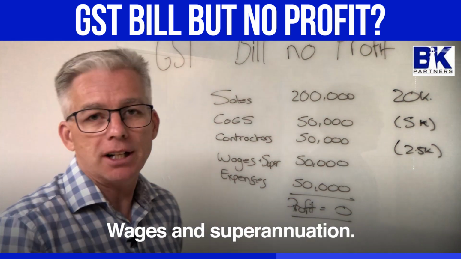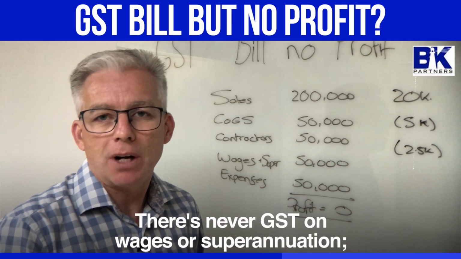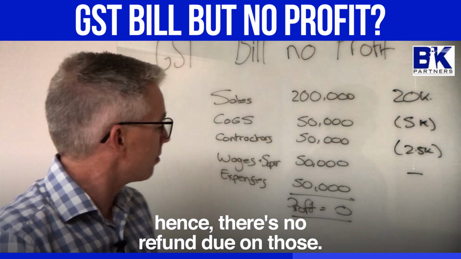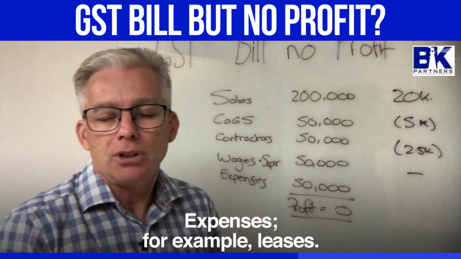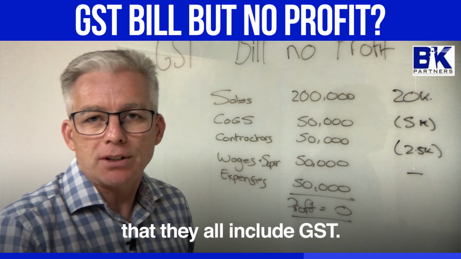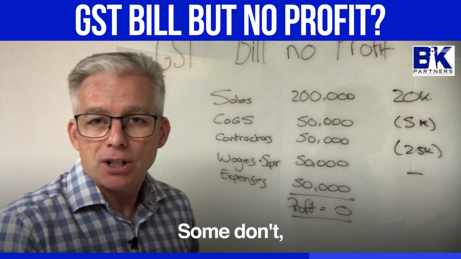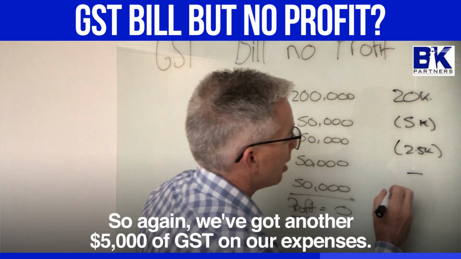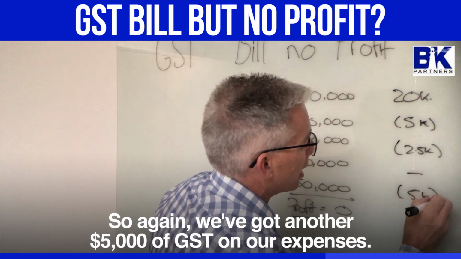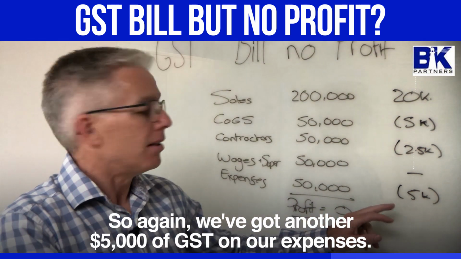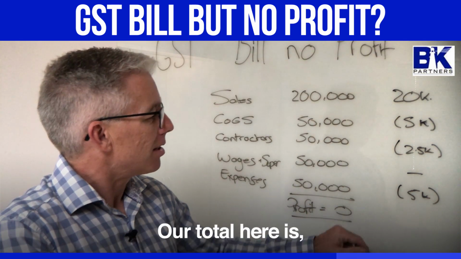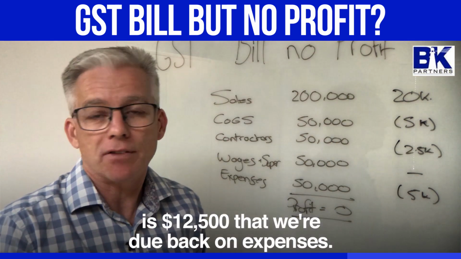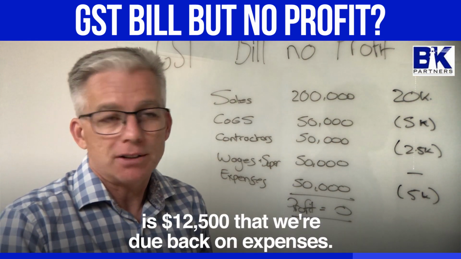Wages and superannuation. There's never GST on wages or superannuation, hence there's no refund due on those. Expenses, for example leases, I'm going to in this case assume that they all include GST. Some don't, so just be careful when you're coding to make sure you're picking that up correctly. So again, we've got another $5,000 of GST on our expenses. Our total here is 5, 2.5, another 5, so $12,500 that we're due back on expenses.